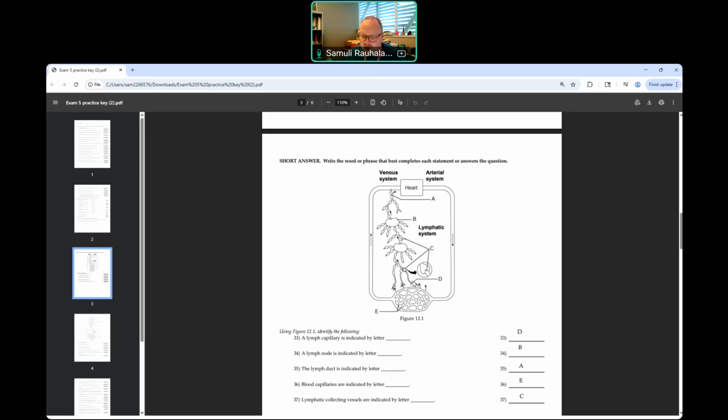bean-shaped nodules, often located as clusters along the lymphatic vessels, shown as B on this diagram. And lymphatic duct, so the largest type of the tube in this system emptying next to the heart, is shown as A. Blood capillaries instead were shown as E on this diagram. Remember, some fluid escaped from these all the time to the interstitial space. And finally, collecting vessels would be C on here. See the valves in those.